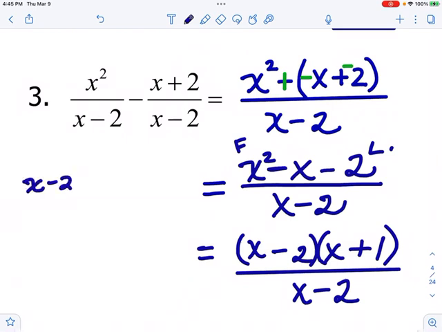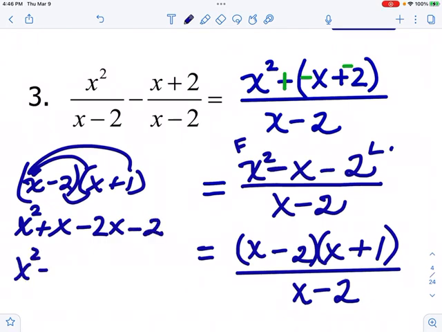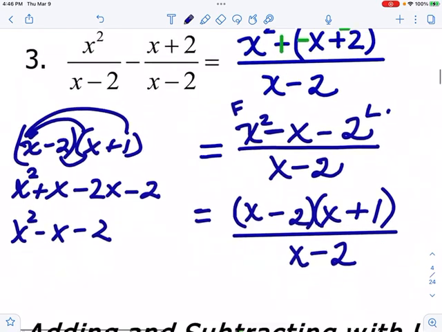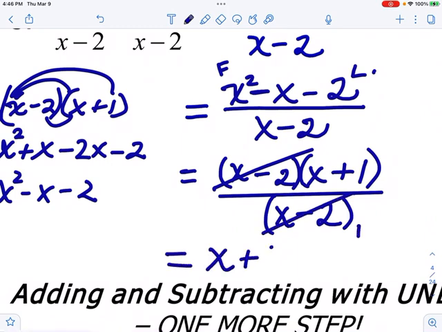And remember, you can check your FOIL if you want to. Here's your first, here's your outer. So your first is x squared, your outer is plus x, and then your inner is going to be minus 2x, and then you have minus 2. So that would combine to give you the x squared minus x minus 2. So you're ready to go there then, okay? So the polynomials was the last chapter. So when we cancel these, we get simply x plus 1.